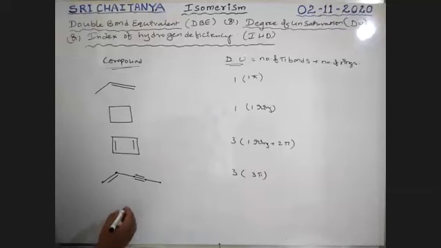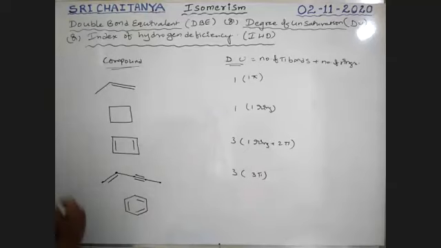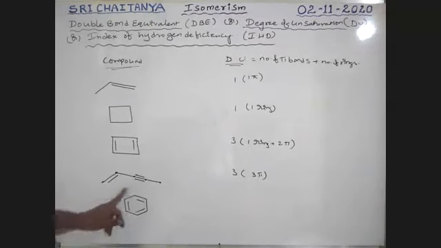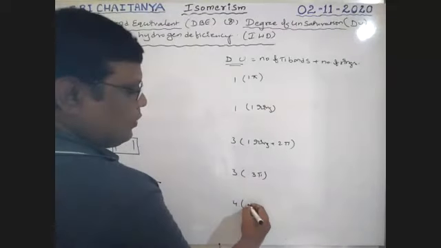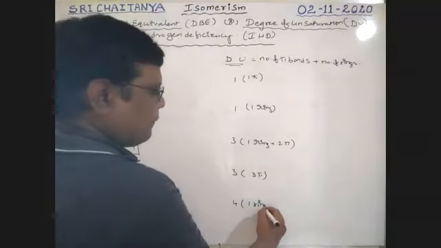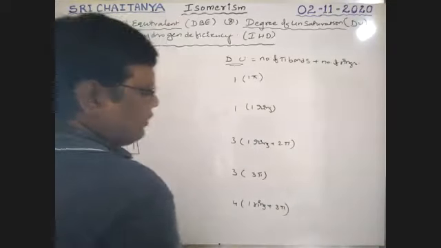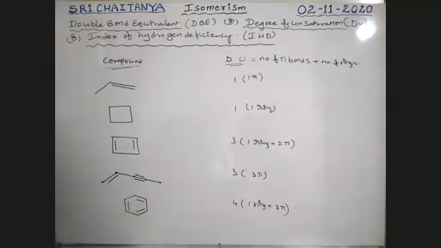Next. See here, boys. Benzene ring. Degree of unsaturation. Yes, all of you correct. So 1 ring plus 3 pi bonds. So total 4. Therefore, the degree of unsaturation is 4.